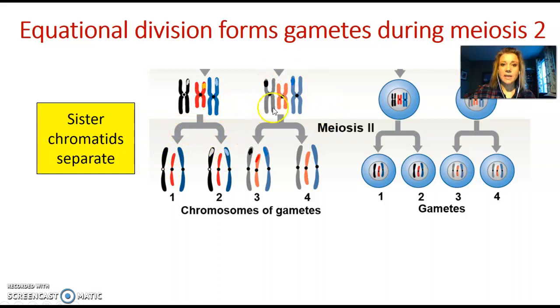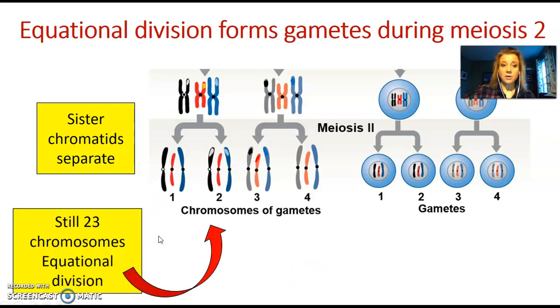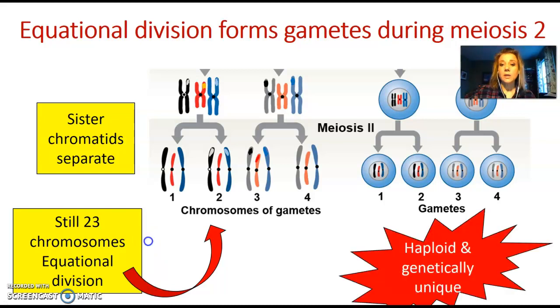Cell 1 divides and cell 2 divides in meiosis 2, and what we're left with are 4 daughter cells which have produced the gametes. And if you look, we still have 23 chromosomes, so meiosis 2 is considered equational division. We have not reduced the number of chromosomes here. And our gametes are haploid, meaning that they have n number of chromosomes, or 23, and they are genetically unique.